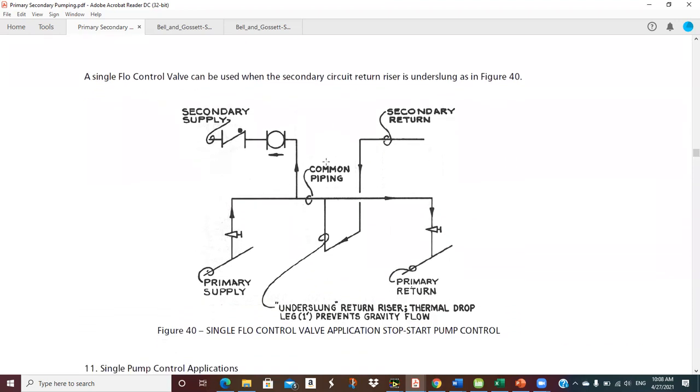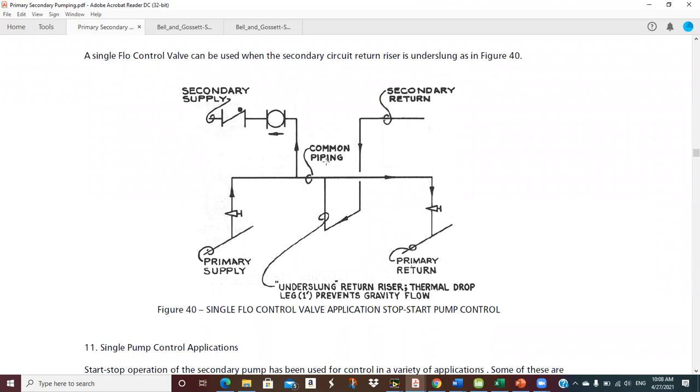Okay, a single flow control valve can be used when the secondary circuit return riser is underslung. So if we undersling the secondary, if we have room to do that, then we can avoid buying one of those 2 valves. So see, they show it over here because we're showing a direct vertical connection up, but this one drops down below, and I think we need at least 1 foot of drop underneath the crossover for this to be effective. Underslung return riser, thermal drop leg, 1 foot prevents gravity flow. So you could undersling the secondary return pipe into the crossover, and that would eliminate the potential for gravity flow.